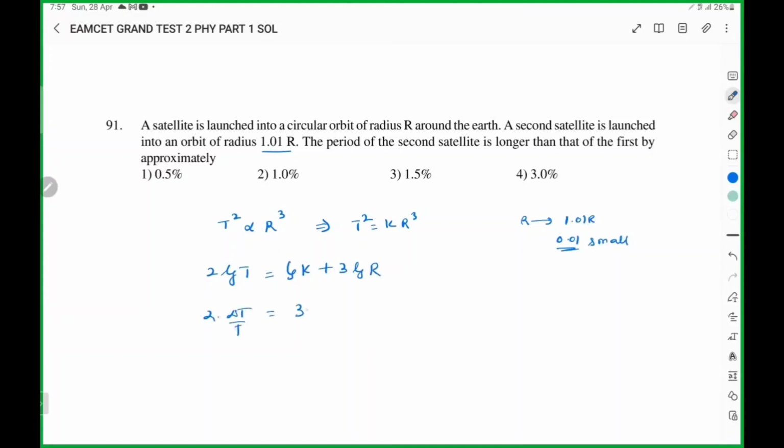Delta T by T is 3 by 2 delta R by R. What is given is the percentage, and percentage means delta T by T into 100. So he is asking 3 by 2 delta R by R into 100. Delta R is the increase in radius, on an original radius of 100, which is 1.5%.